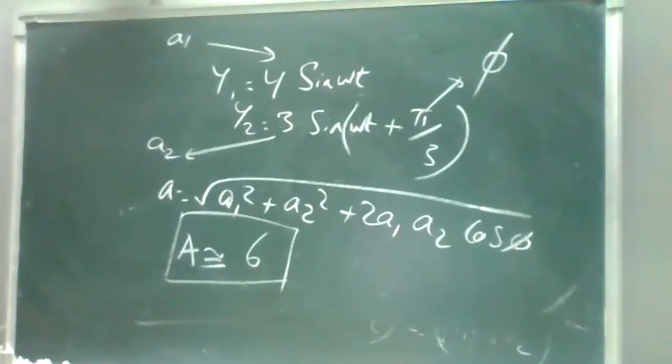Okay, next question. The intensity variation in the interference pattern obtained with the help of two coherent sources.